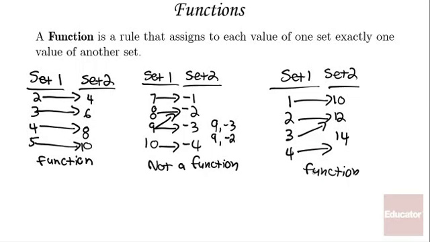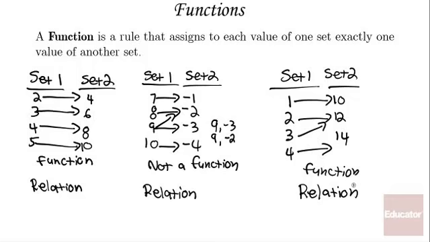There's a broader term that encompasses this middle situation as well, and that is a relation. A relation says that there's a correspondence between the numbers of two sets, but it's not as restrictive as a function. So this first one is a relation, but it's also a function. The second one is not a function, but it's still a relation. The third situation, again, it's a function and a relation.